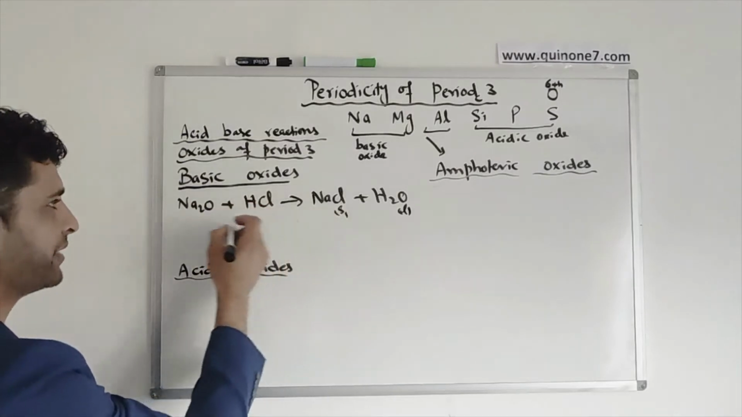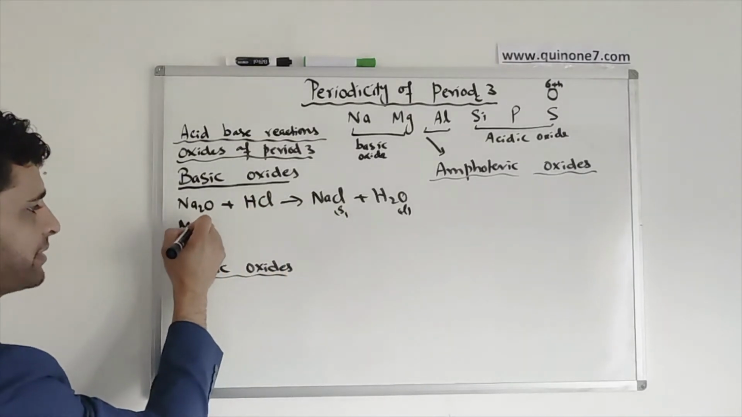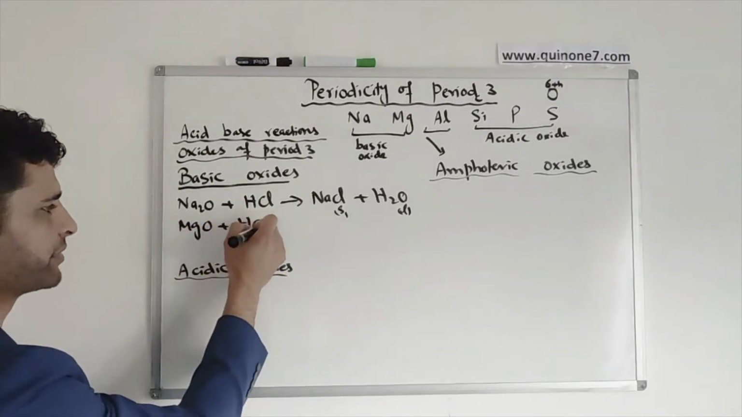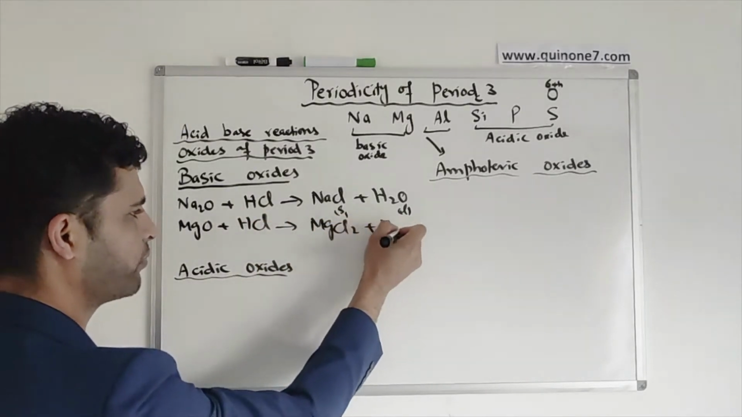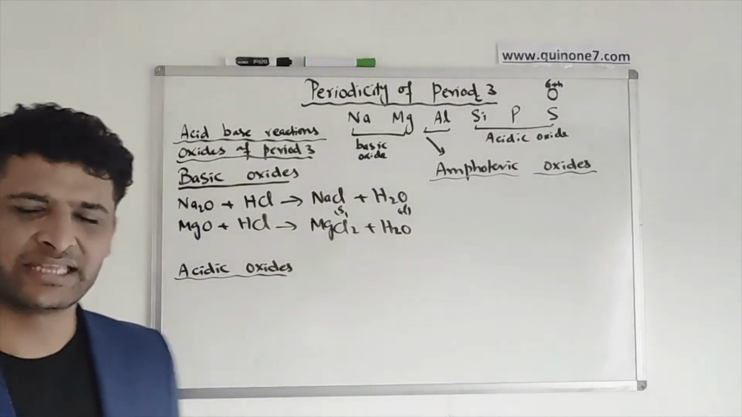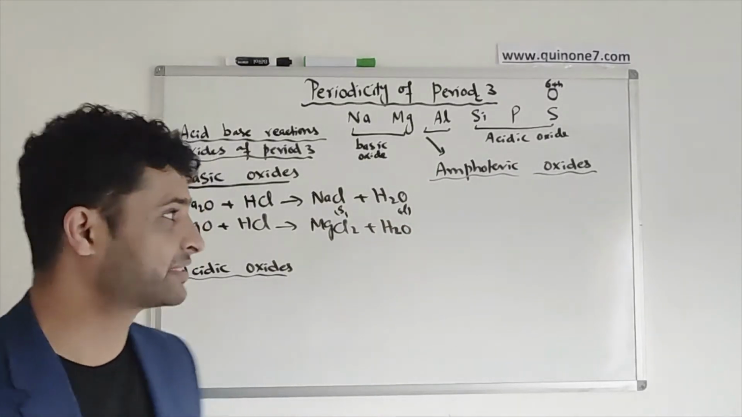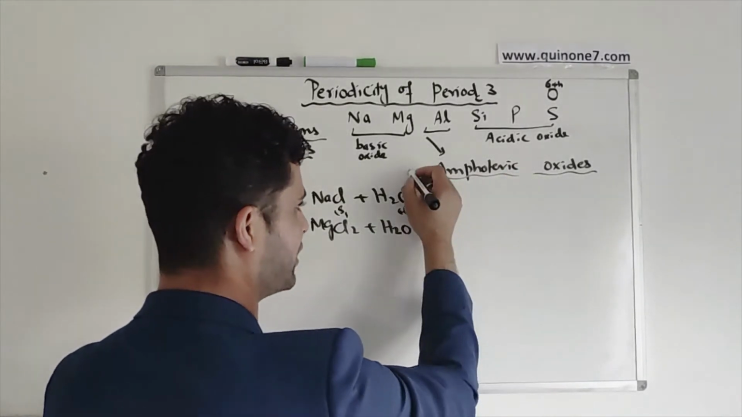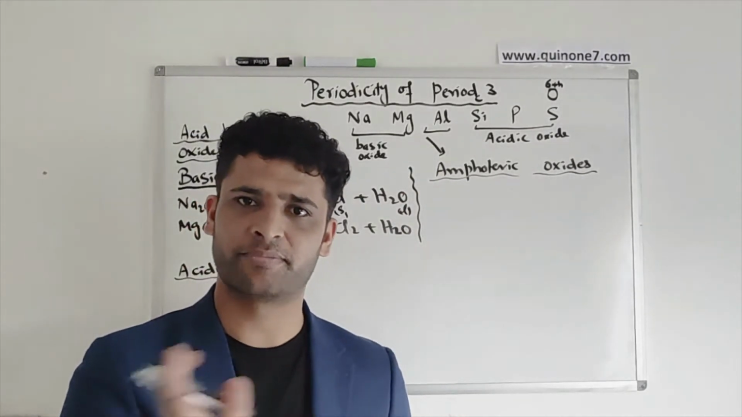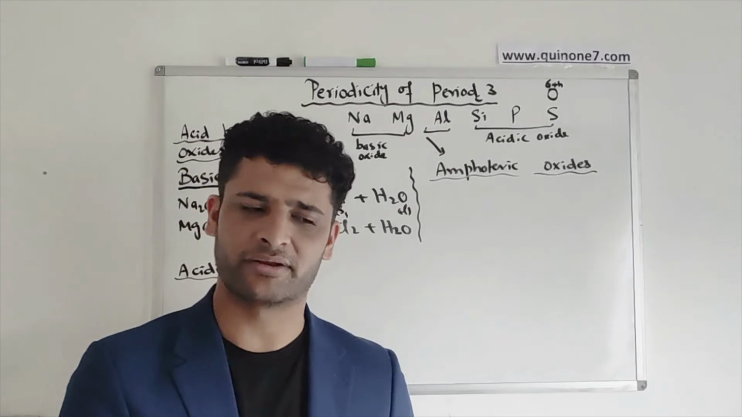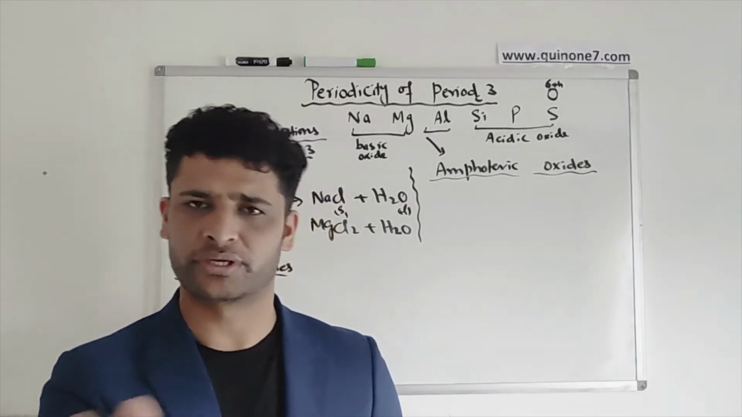Now, when you do that, you can look at magnesium as well at the same time. Magnesium oxide reacting with hydrochloric acid will produce MgCl2 and water. So it is a neutralization reaction. The third one is an amphoteric oxide. Amphoteric oxides are oxides which react with acids and bases and give you the same result. They will produce salt and water.